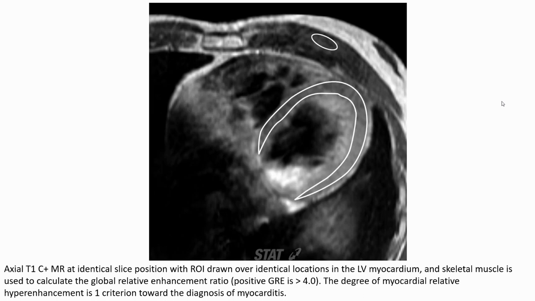On axial T1 pre and post contrast images with identical slice position, ROIs are drawn over identical locations in the left myocardium and skeletal muscle and used to calculate the global relative enhancement ratio. Positive is more than 4. The degree of myocardial relative hyperenhancement is one criterion toward the diagnosis of myocarditis.